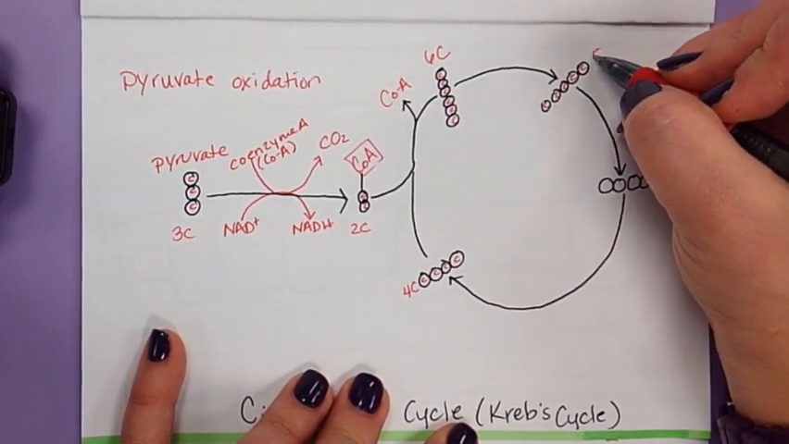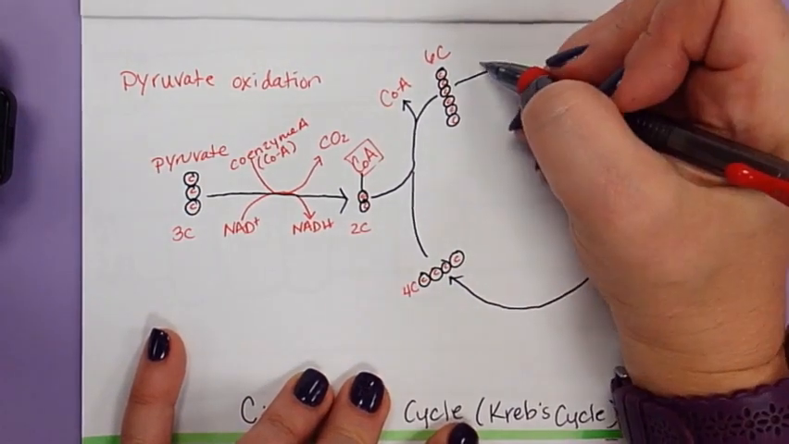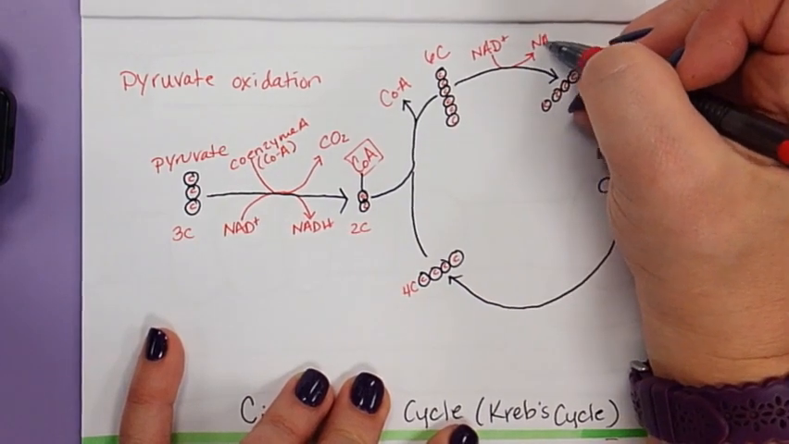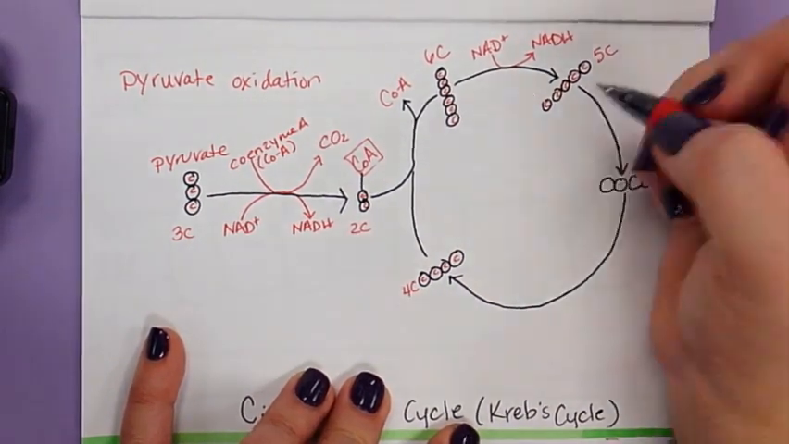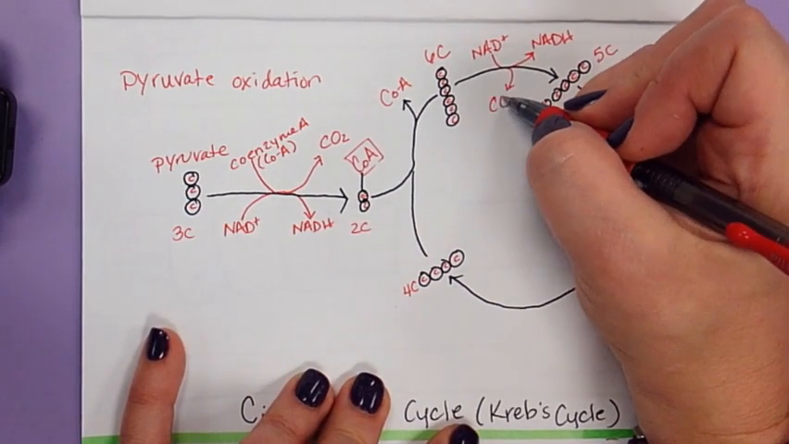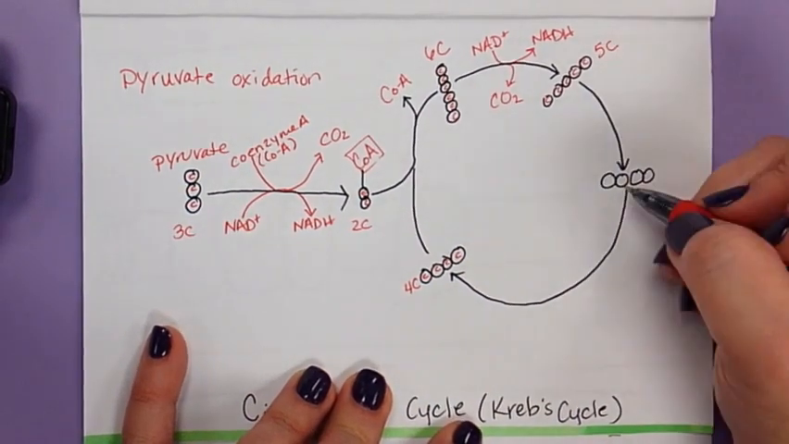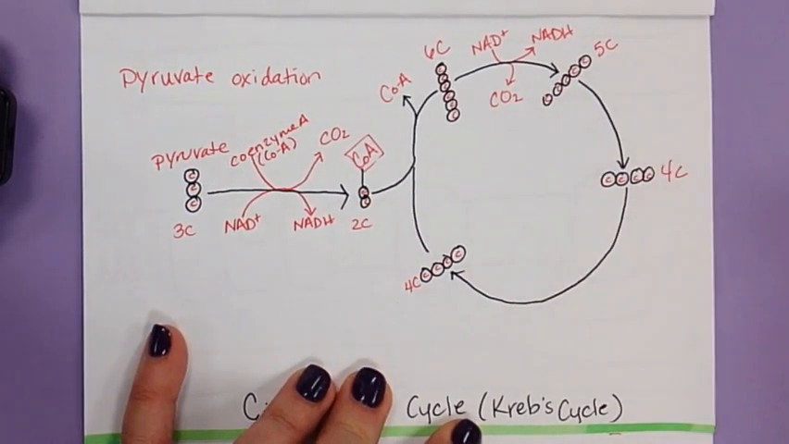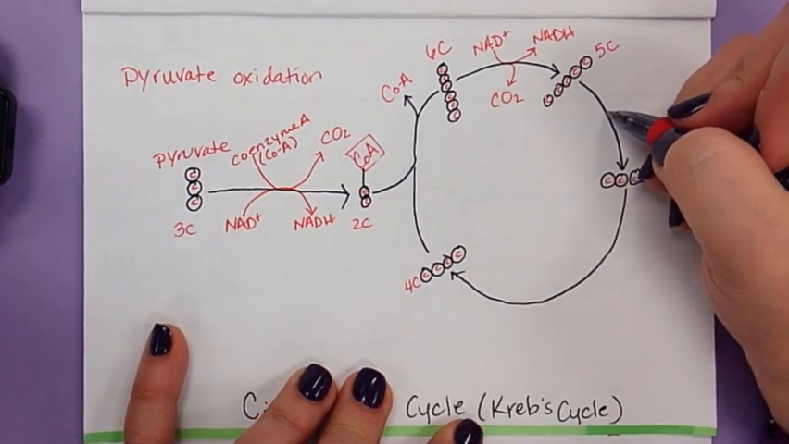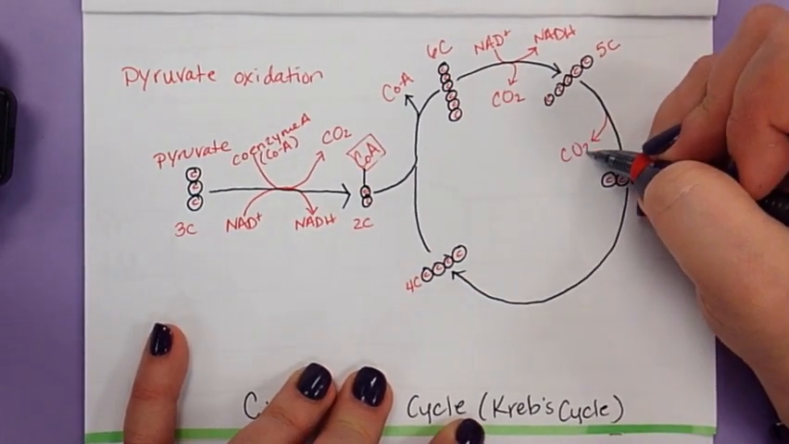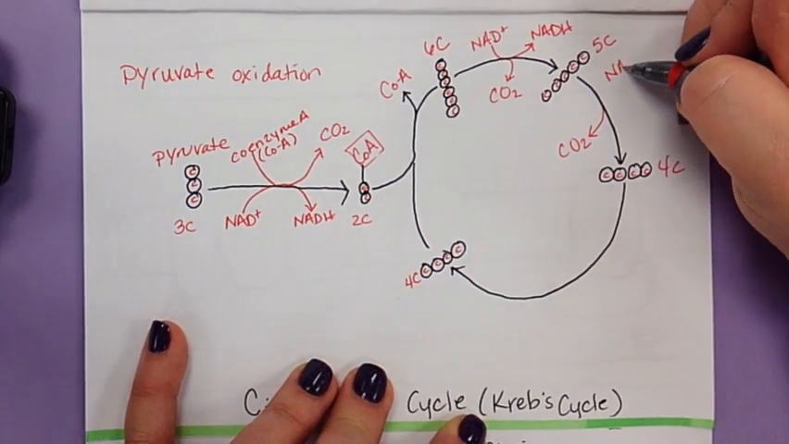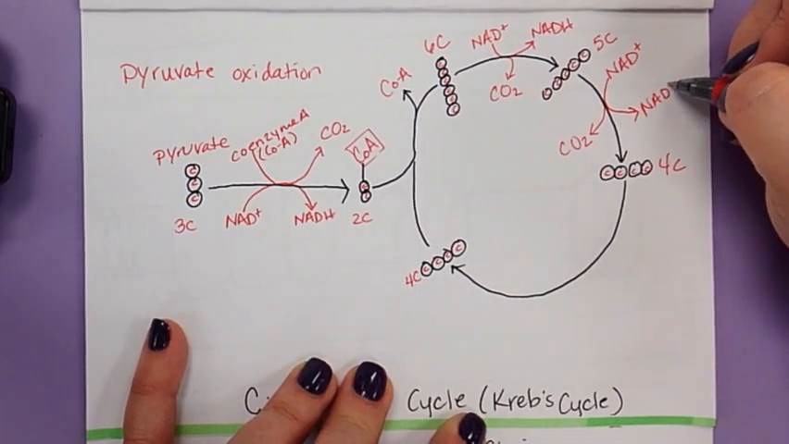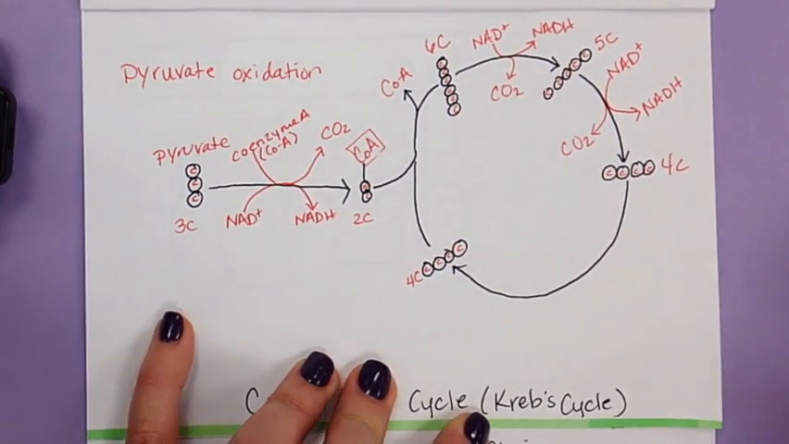Well, if we count the next set, now we have 5 carbons. So we need to release a carbon dioxide. In order to release a carbon dioxide, we're going to take an NAD plus, we're going to take 2 electrons and a hydrogen away, and then that's going to allow us to release a carbon in the form of carbon dioxide. And now we're repeating it because we're going from 5 carbons to 4 carbons. So again, we're going to take an NAD plus capturing 2 electrons and a hydrogen, and that's going to allow us to release a carbon dioxide.